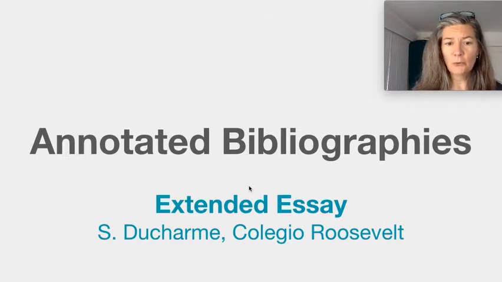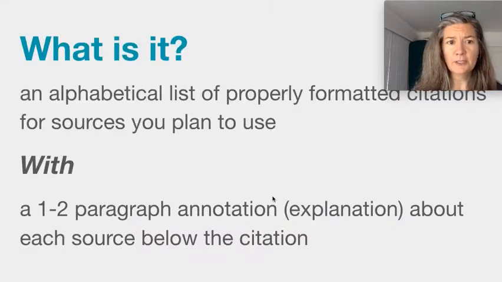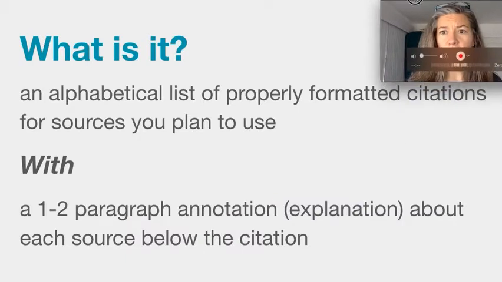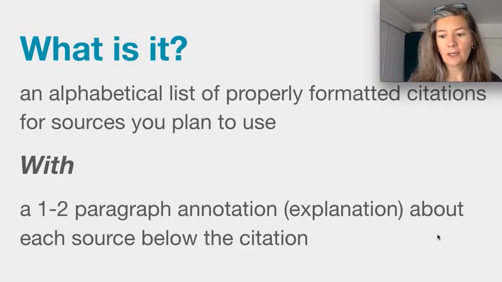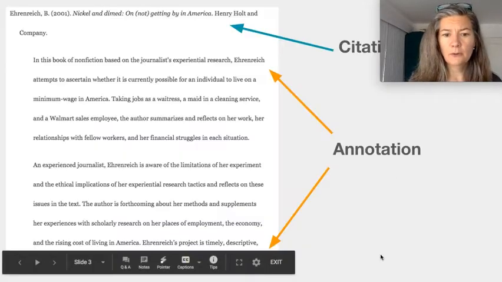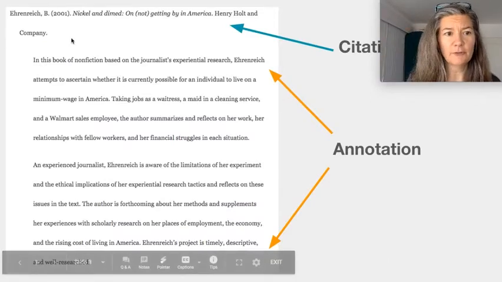So here we go with annotated bibliographies. And first of all, what is an annotated bibliography? It's an alphabetical list of your sources with annotations explaining each of the sources. So this is what it looks like. And now on your template, it will look a little different, but these are the parts.